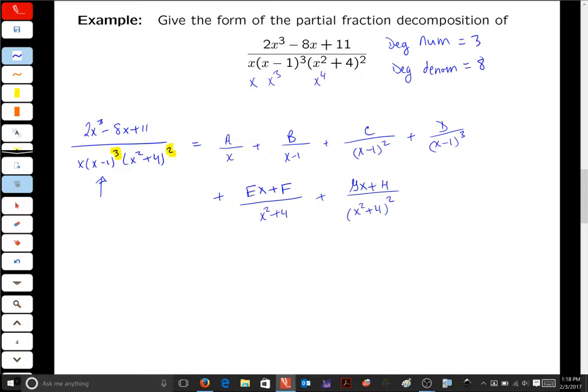Alright. Question? So is the A over X referring to just that first X out? Yes. Okay. Any other questions on that? Question? There's like x cubed in the denominator, and then ex squared plus f. I'm not going to give you one like that.